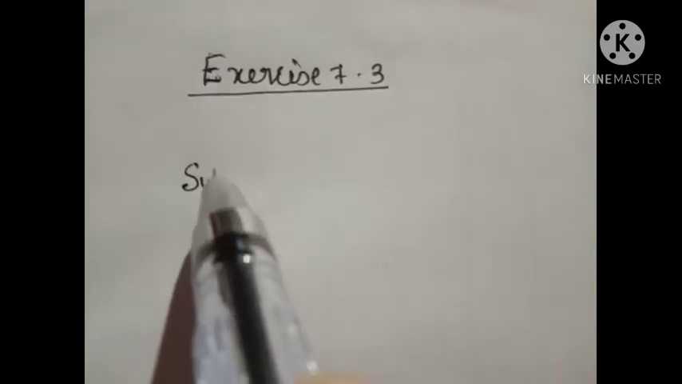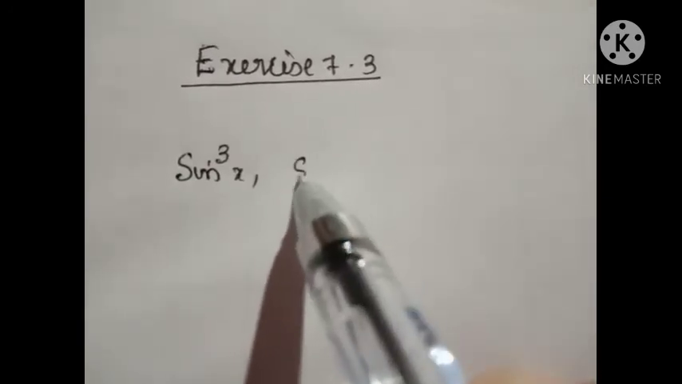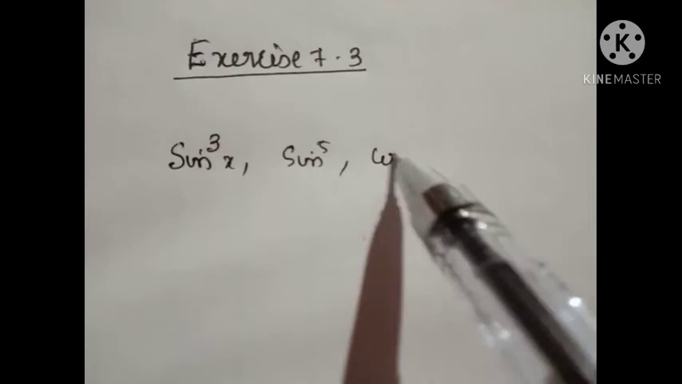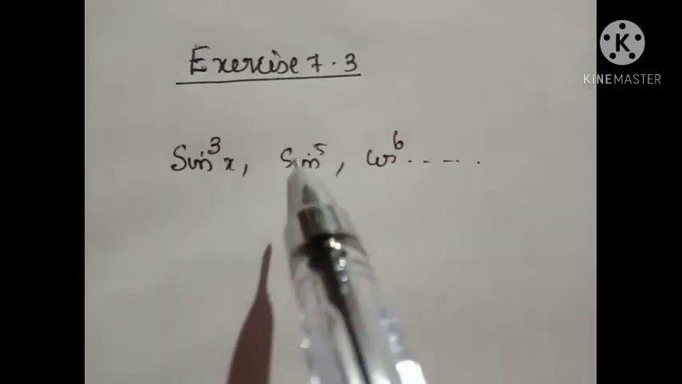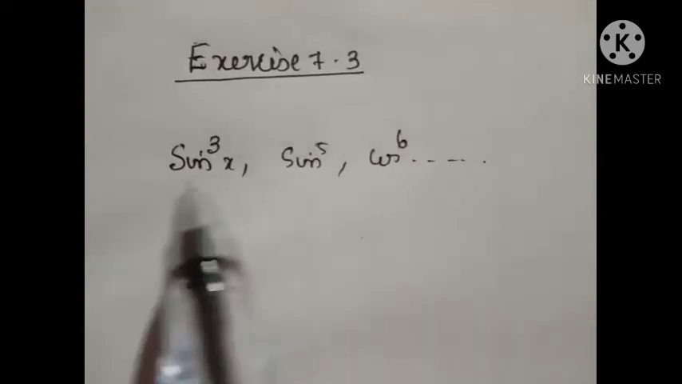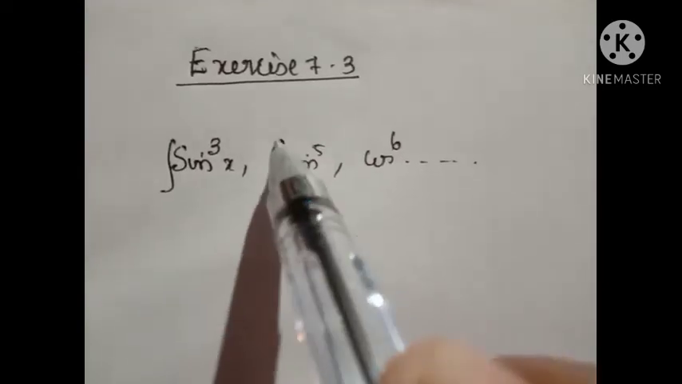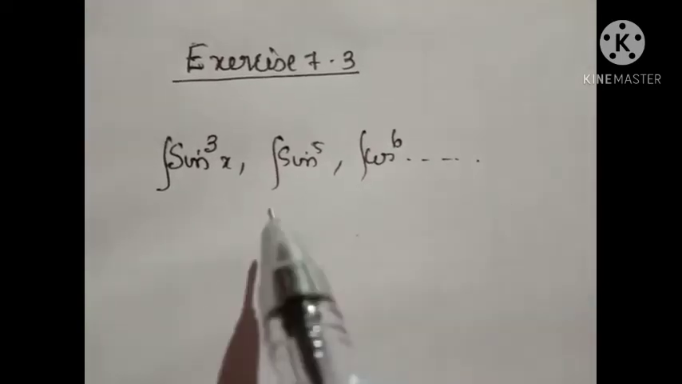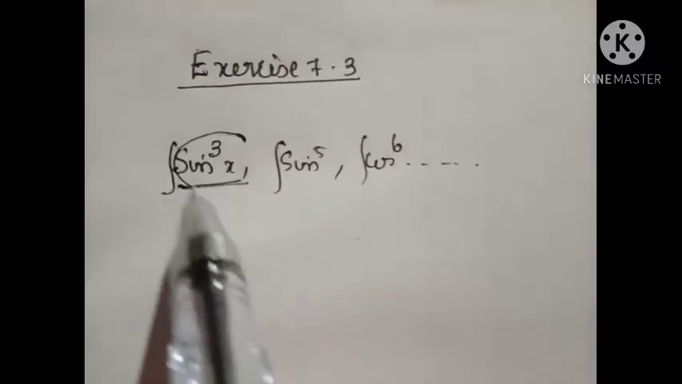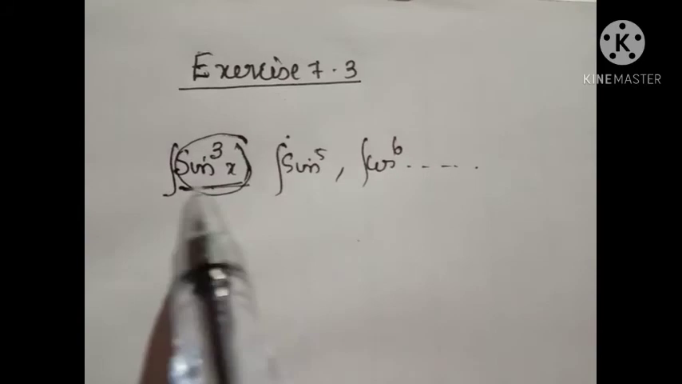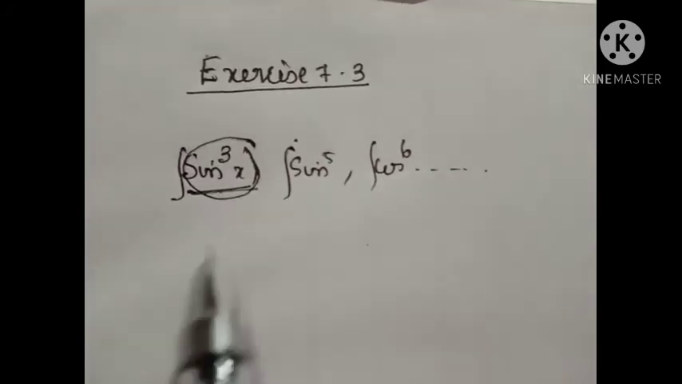Basically, suppose there is a function like sine cube, or sine raised to 5, cos raised to 6, etc. Any trigonometric function with powers, we can't integrate directly. So we need a trigonometric result to convert the given function into another form. Then only we can continue the integration process.